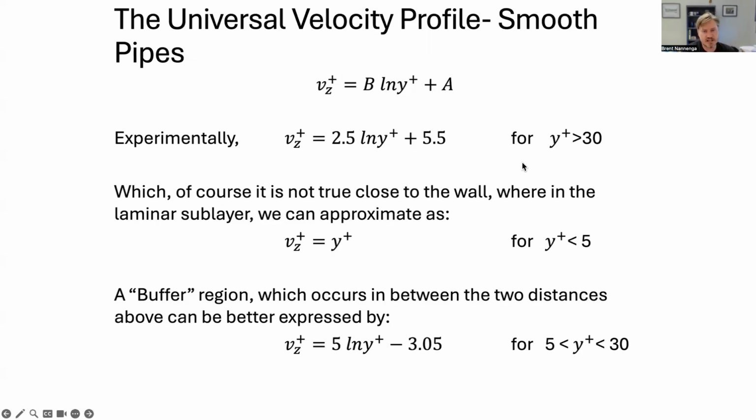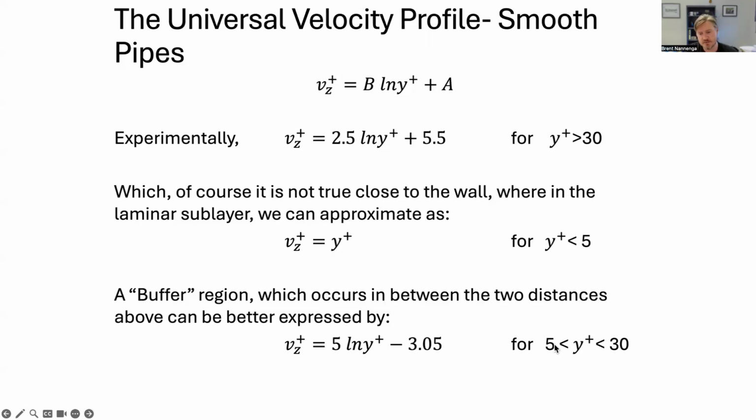Now, we just mentioned that this is true in the turbulent core, but not really true close to the wall. So when you're close to the wall in the laminar sublayer, you can actually approximate the equation like this, which is just your dimensionless velocity is equal to your dimensionless distance. So when your y plus, your dimensionless y, is less than 5, your dimensionless distance and your dimensionless velocity are going to be the same. So when you're in the laminar sublayer right close to the wall, this is the equation you're going to use.